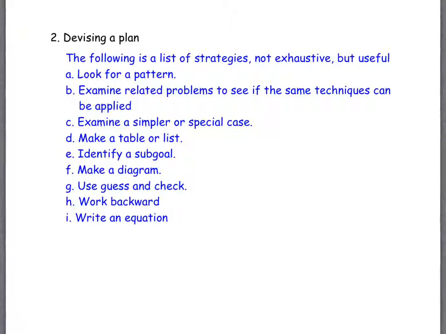C, examine a simpler or a special case. So if you're doing something that's true for like 100 people, maybe you look at 5 people and see if you can figure out what's going on with those 5 people and then generalize it for the 100 people. That would be the example for that one. D, a table or a list. Do we have any list makers in the class? Yeah, me too. I like tables and lists. I can usually see patterns if I write them down in a table or a list. So I kind of use those hand in hand sometimes.